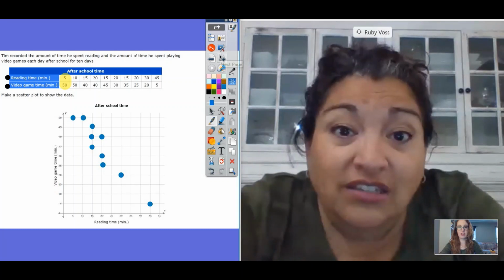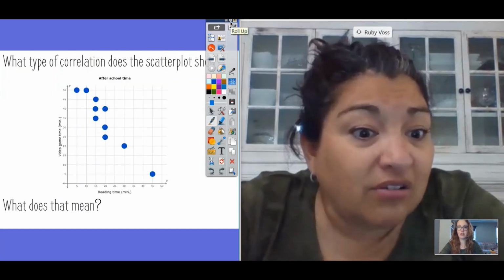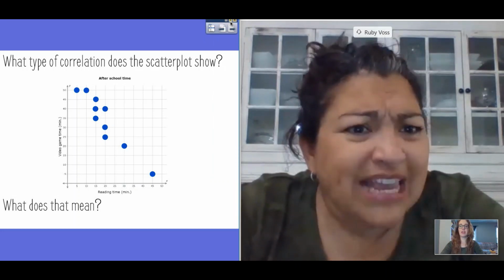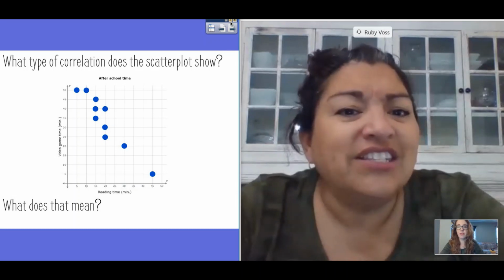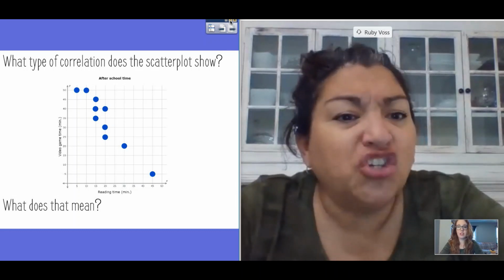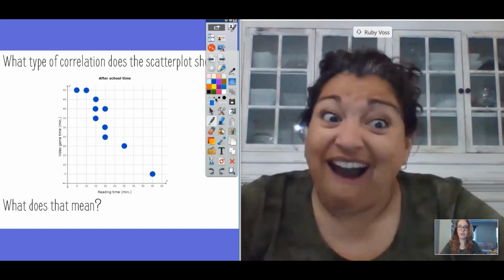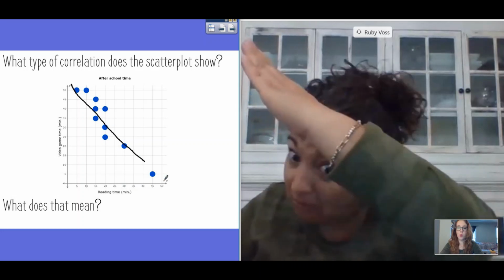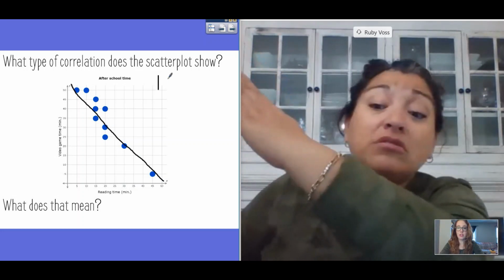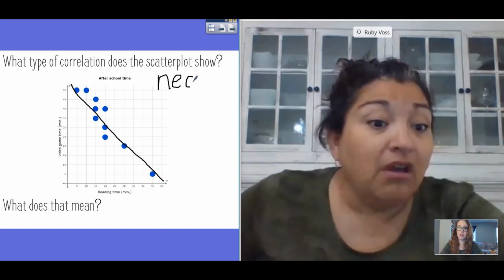So let's look and see what that graph looks like on the next page. Oh, wow. Do you see that? It says, what type of correlation does this scatter plot show? Well, from where I'm sitting, I think it must be negative correlation. What do you think? It sounds good to me.